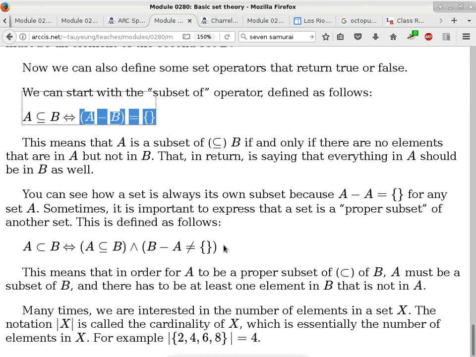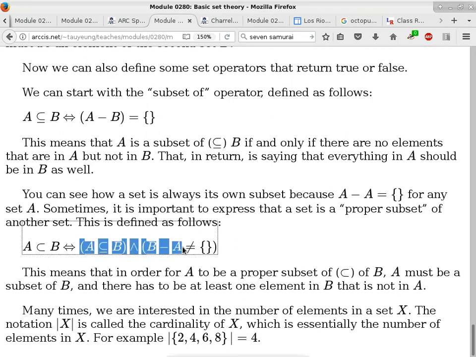So the next symbol or next operator that we want to define is X is a proper subset. So without the little bar underneath, it is now called proper. Okay. So X is a proper subset of B if and only if, and then the definition. So what is that saying? A is a subset of B. Okay. We know that because we just talked about it. And B minus A is not empty.